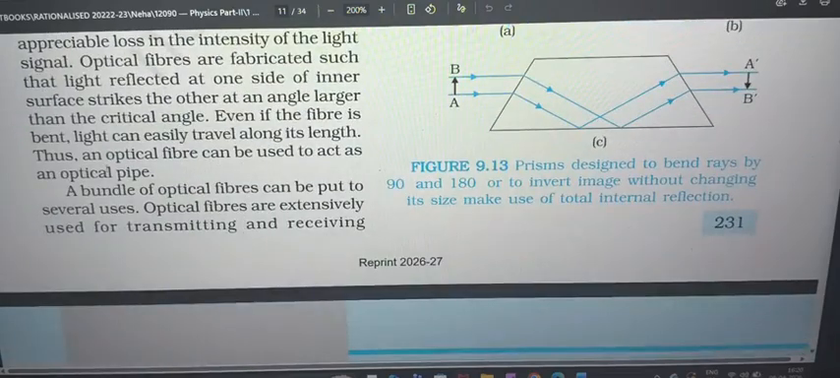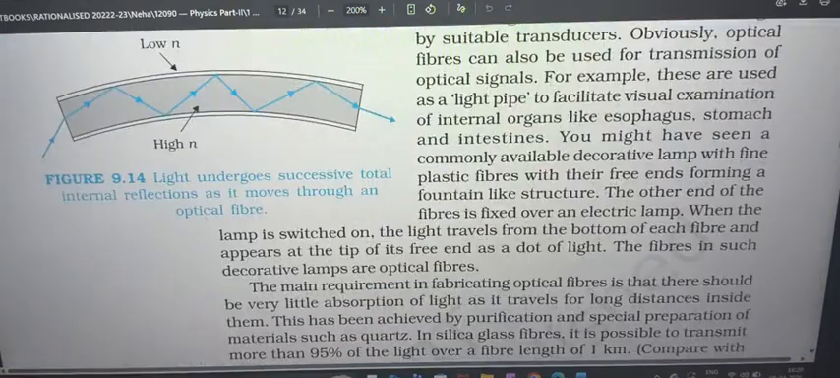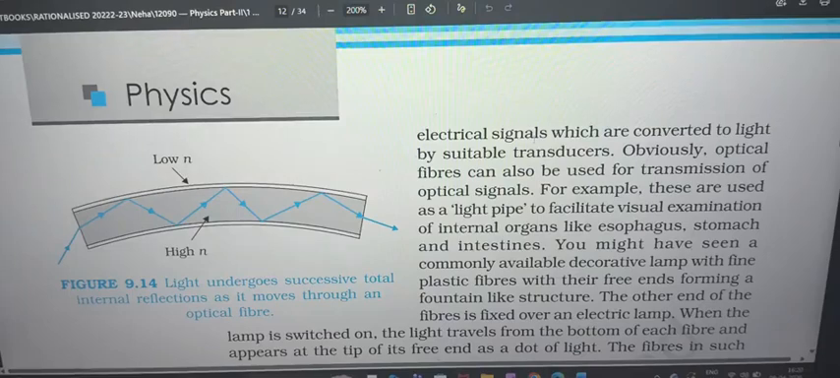Now they can be used as an optical pipe. A bundle of optical fibers can be put to several uses. Mainly we can transmit and receive any kind of electrical signals, and we can also use them as a light pipe. In hospitals, when they examine your organs, they can use this light pipe optical fiber, using total internal reflection, to get a better view of the esophagus, stomach and intestines. They use these tools.